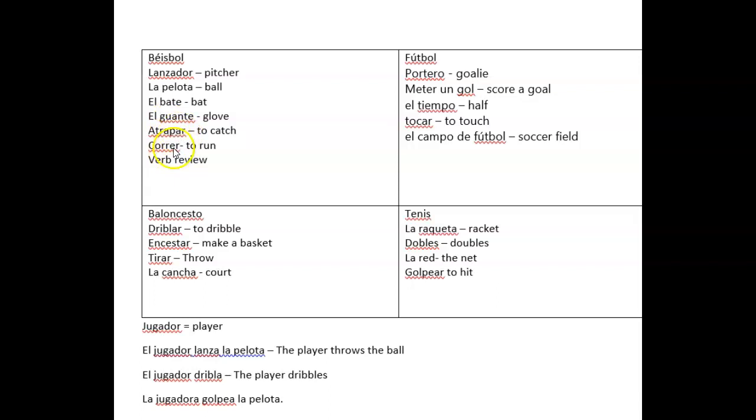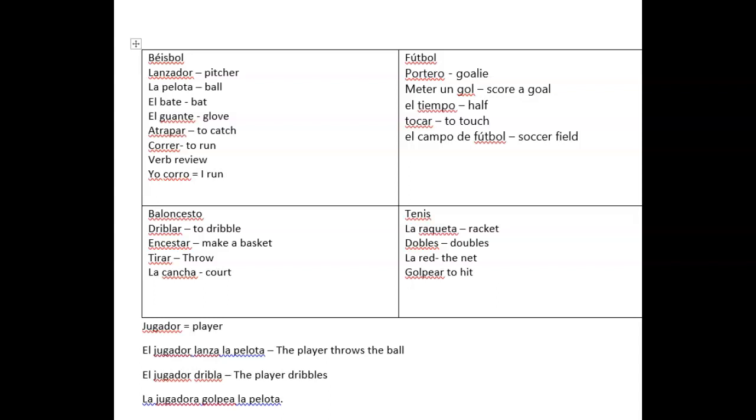One's an AR verb and one's an ER verb. We can also learn how to conjugate these verbs so we can use them in sentences. So if you wanted to say, I run, look at the verb correr and remember how to conjugate ER verbs with yo. So it would be yo corro is I run.